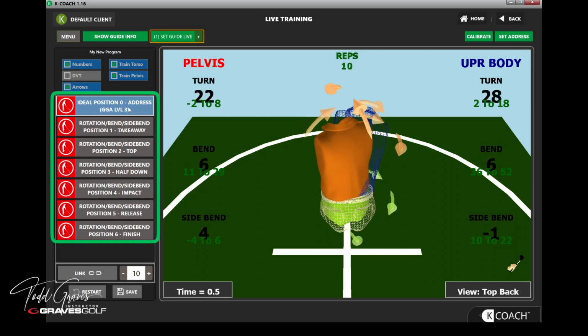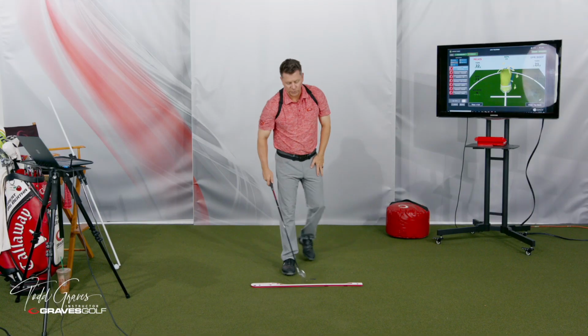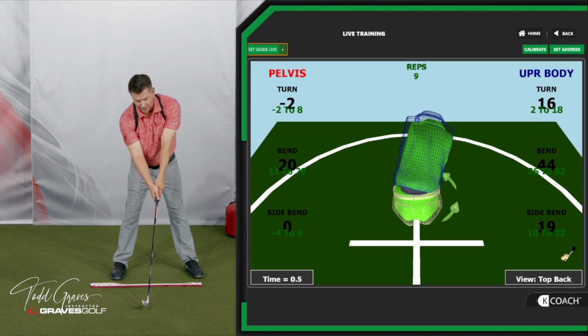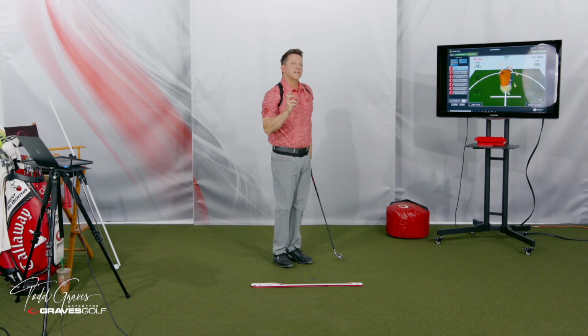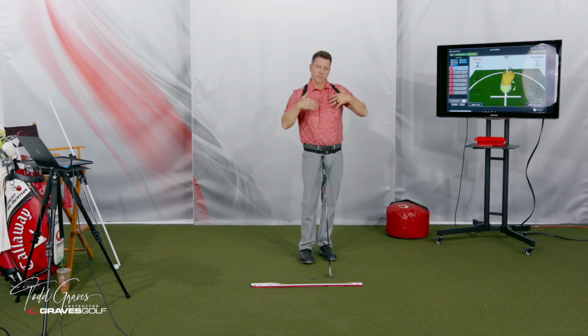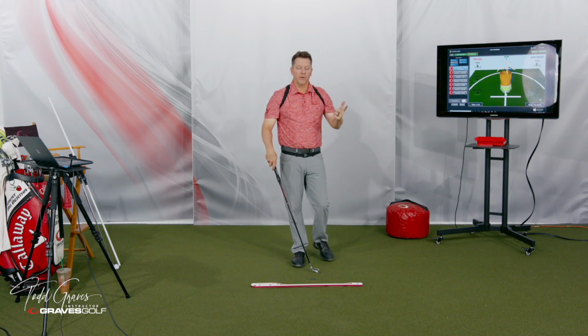It says, okay, Todd, look, on here I have ideal position 0, which is my address. Let's see if I can hit address and watch what happens. See that? Everything turns green. See the model there? Everything's green, and every metric is within my ranges. So what I just did was put my body in the proper position, exactly like Mo, and it gave me that audio tone you hear, which is biofeedback.